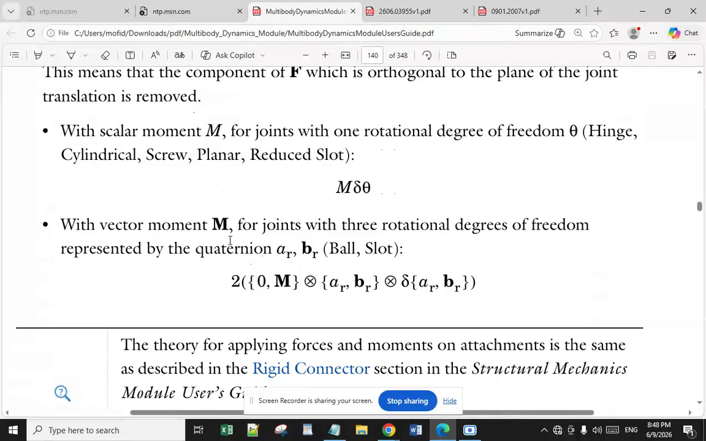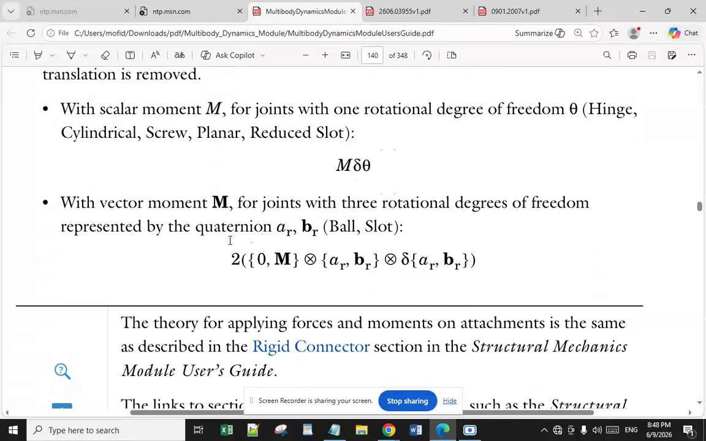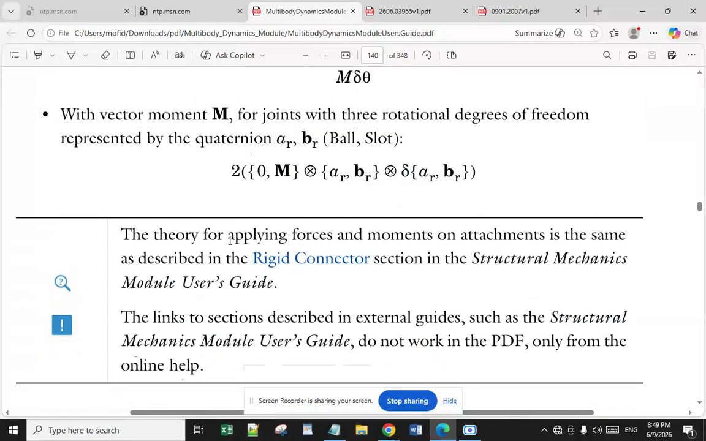With a scalar moment M for joints with one rotational degree of freedom theta: hinge, cylindrical, screw, planar, reduced slot. We have M delta theta, with vector moment M for joints with three rotational degrees of freedom represented by the quaternion RBR: ball, slot. We have 2 multiplied by M multiplied by RBR multiplied by delta RBR.